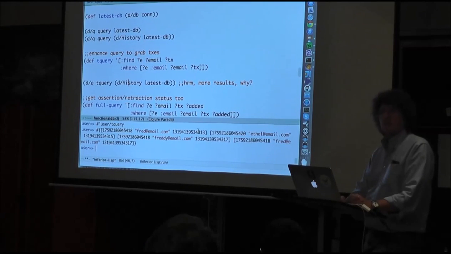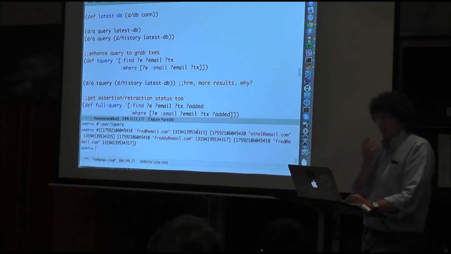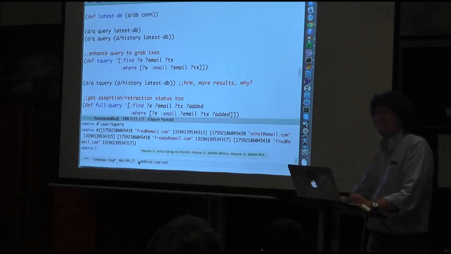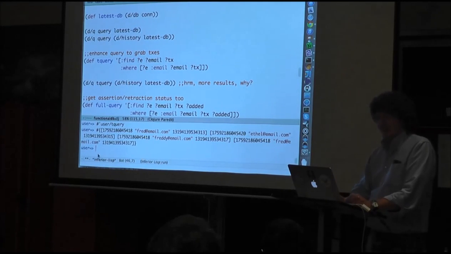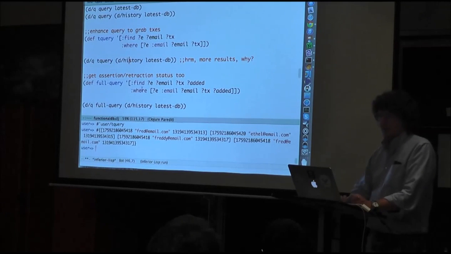But what happened? How many things do I have now? Four. This is effectively across all values of the database. Why do I have more now? I just asked to get the TX and now I have more. I see Fred twice. Fred at 313 and Fred at 317. What's Fred's ID? They're different. Retraction. I better have retracted the other one or I'm going to have two all the time.